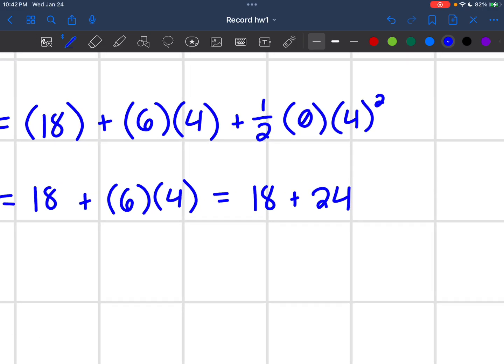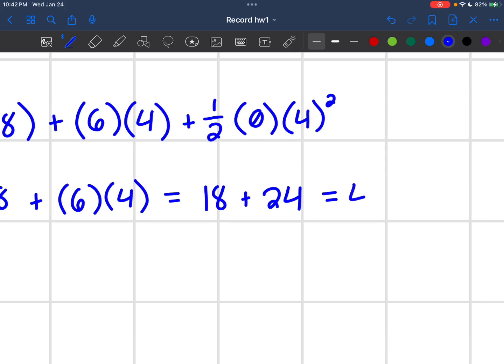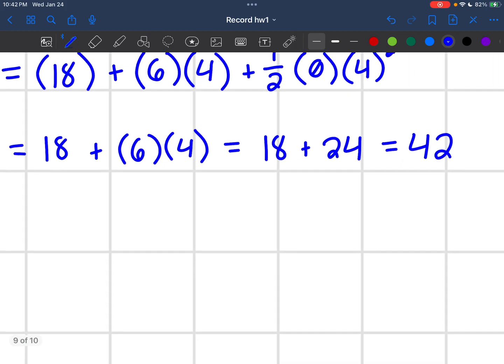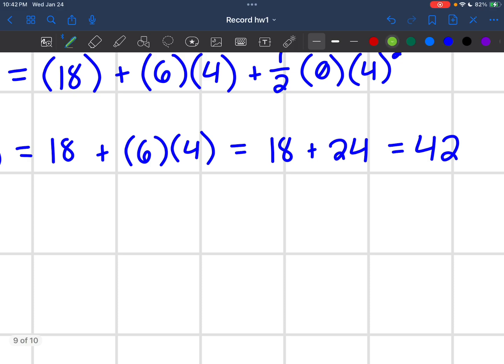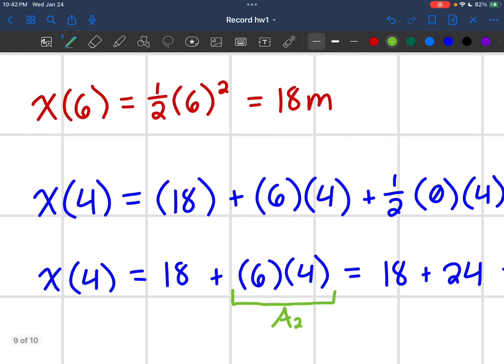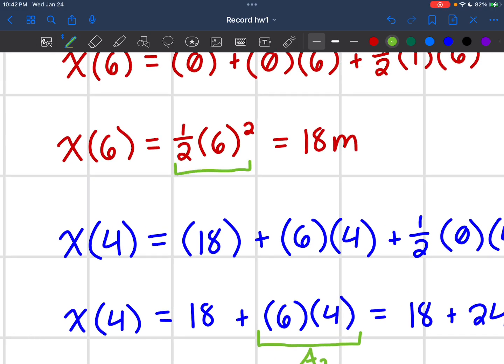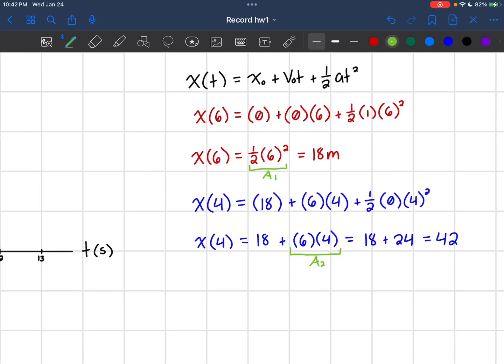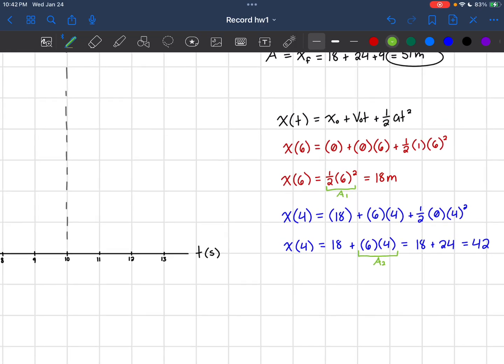And my 18 plus 24, 42. All right. I'm just going to highlight that this piece is the same as A2. And from before, this piece is the same as A1, right? Just so we have it noted down.